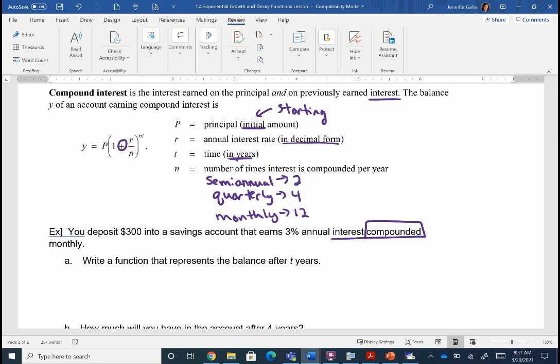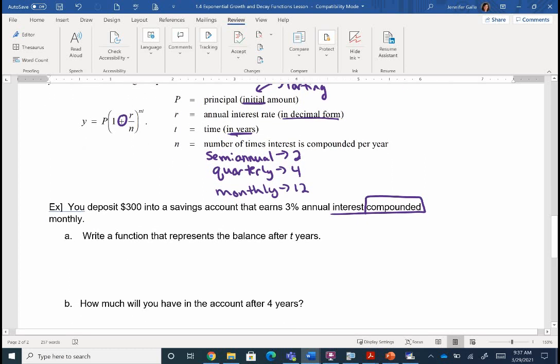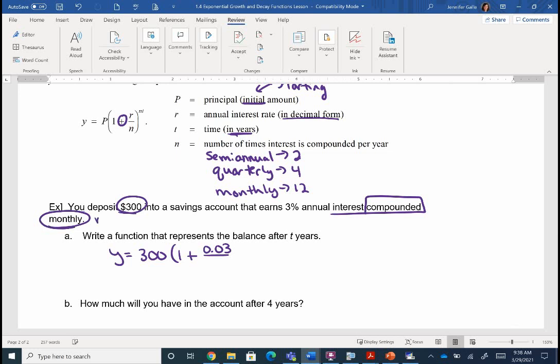So let's go ahead and write a function that represents our balance. So we've got y equals, our principal is what we start with. 1 plus my rate, my R is 3%. It says monthly. Monthly means my N is 12. There's another N in the exponent, and then we don't know time.